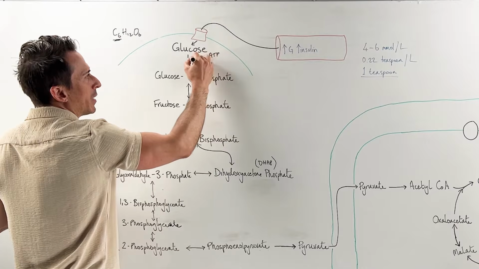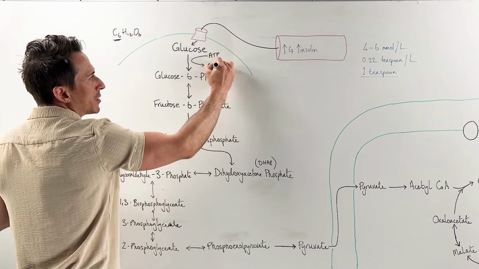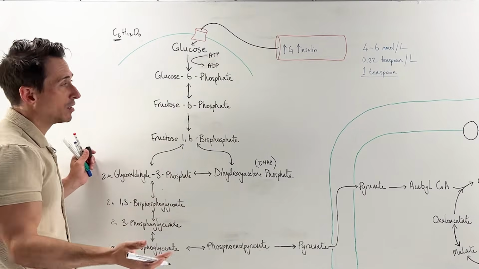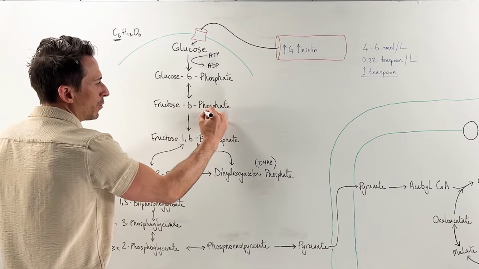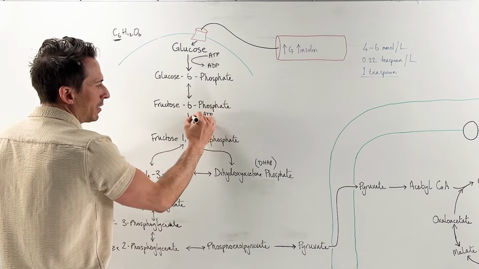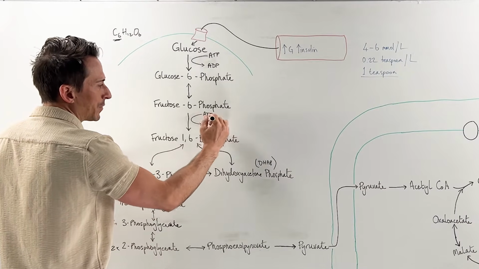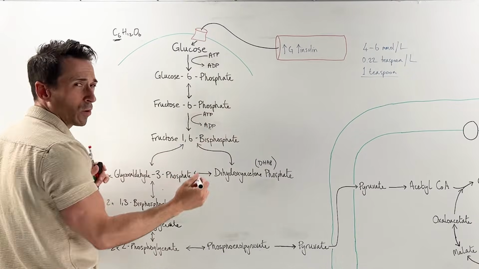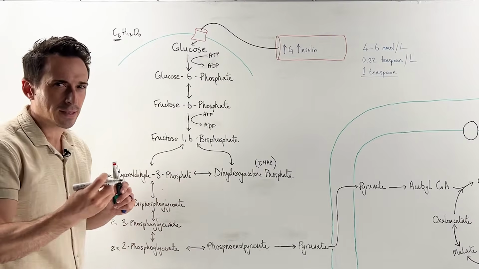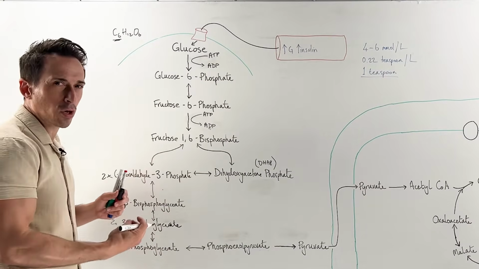We take ATP and it turns into ADP. We use energy. Then at this step, we do the same thing. We take ATP and we spit out ADP. So we use energy. Is this what we want in this process? Remember, we're in a fed state. We've got all of this glucose.